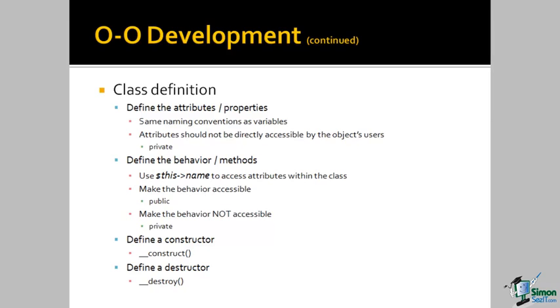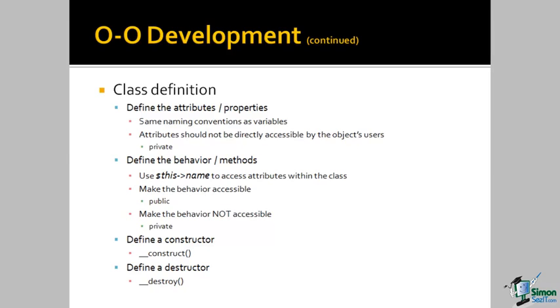We want to define behaviors that make our object easy to use, flexible, and complete. When we're defining behaviors, we also have a choice of whether or not to make that behavior publicly accessible, that is, accessible by the user.